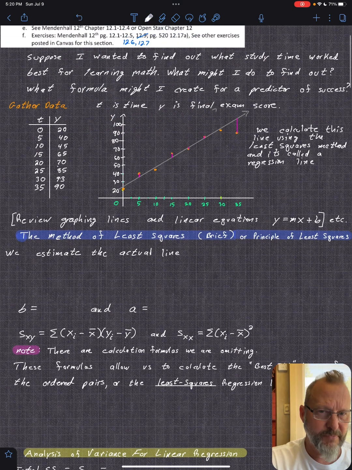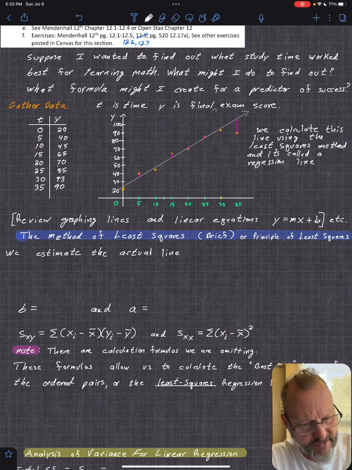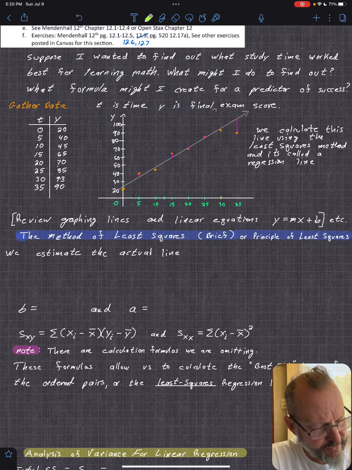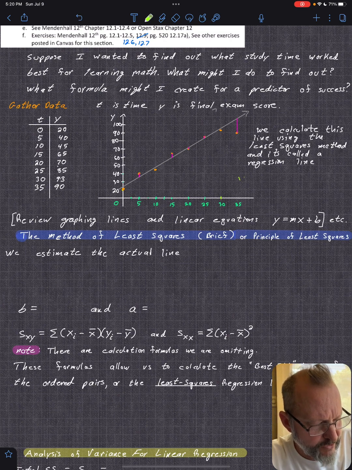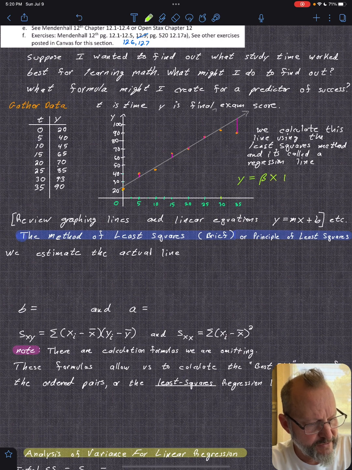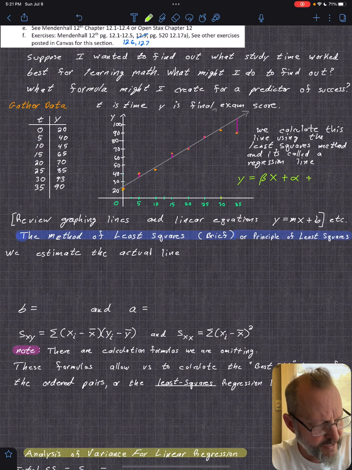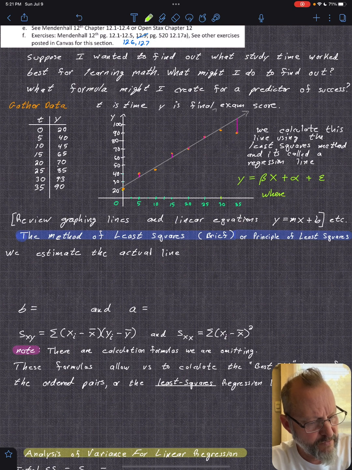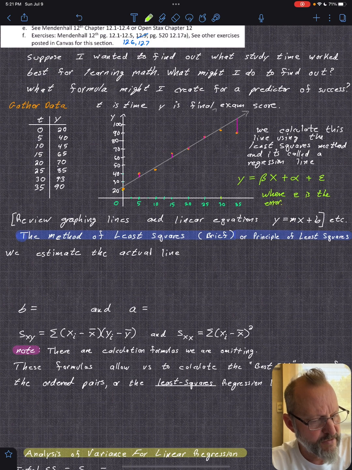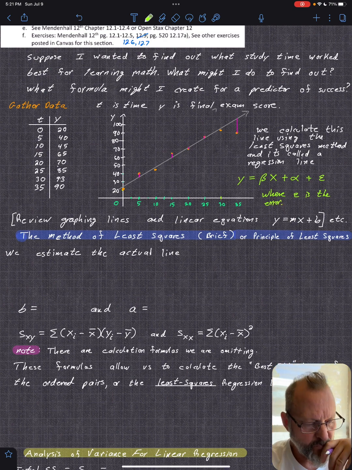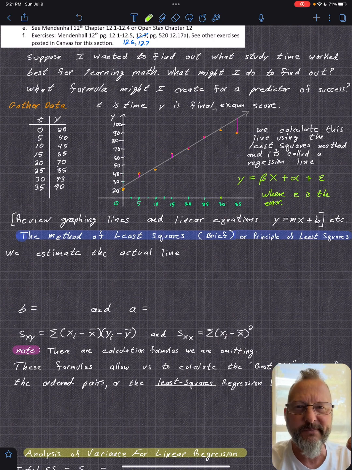So in the book, there are some more theoretical aspects of it, and you look at this actual regression line, y equals beta x plus alpha. And then they say plus epsilon, where epsilon is the error. So they get into that a bit. I do want you to read through it, try to grasp what's going on, and then we will proceed.